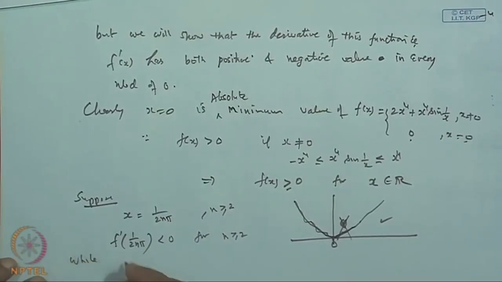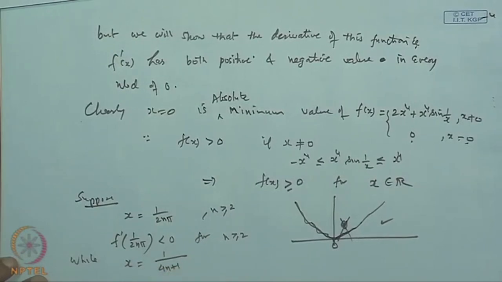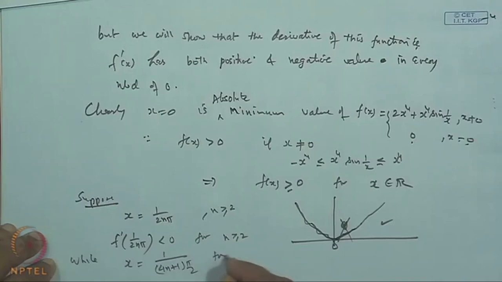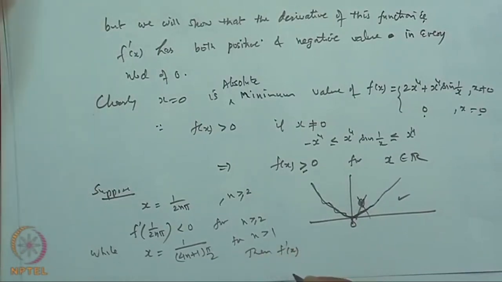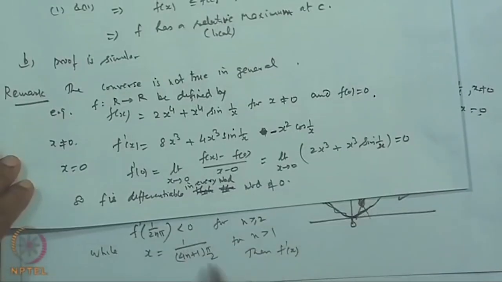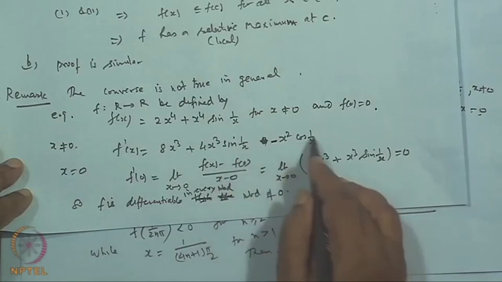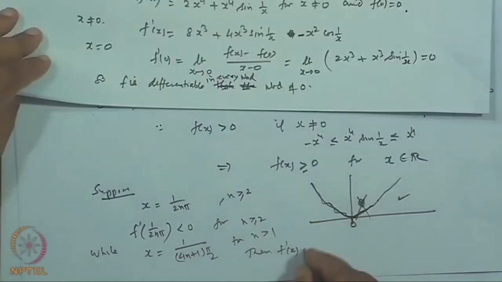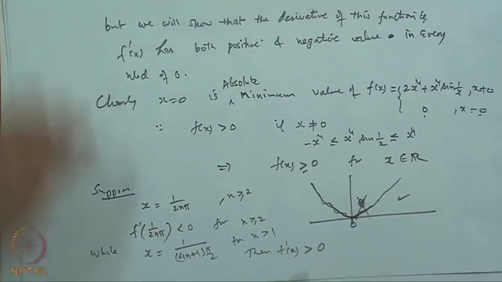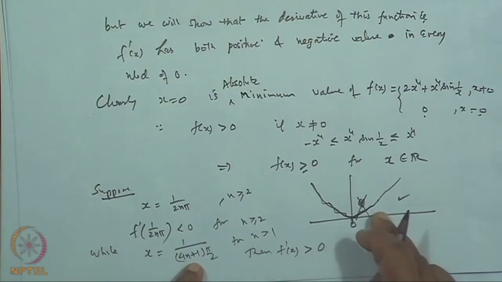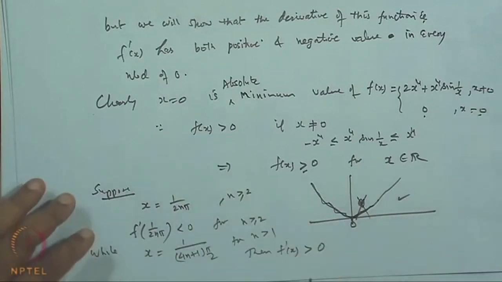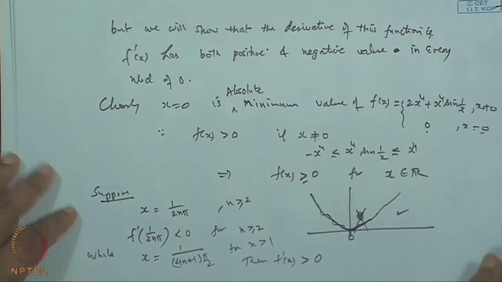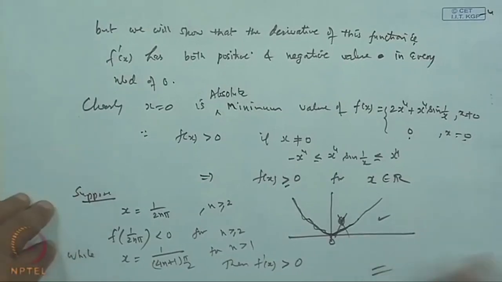While if I take x equal to 1 upon (4n plus 1) pi by 2 for n greater than 1, then what happens to the derivative f prime x? When you take this term, it will not affect, this value will be 0 odd multiple. So, it is always positive, always greater than 0. This sequence belongs to the same interval around 2n pi, and on the right hand side of this we get an interval where the derivative has both positive and negative values. Therefore, it contradicts our claim, so the converse is not true, in fact. That is an interesting example which we discussed.